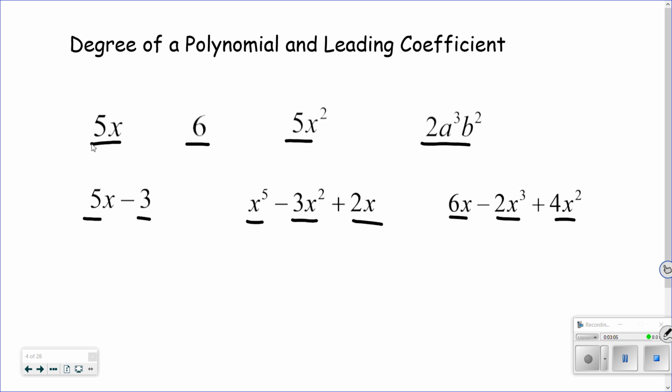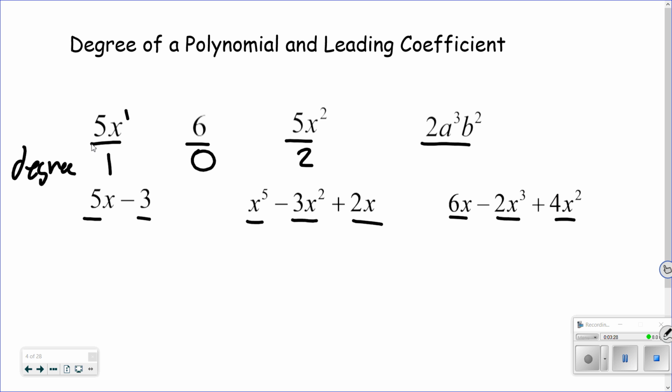So for example, 5x to the first only has one variable, and that's x. So the degree is 1. For 6, there is no variable. When there is no variable, we say it's degree 0. For the 5x squared, it only has one variable. The highest power is 2, so it would be degree 2. So these are the degrees down here.